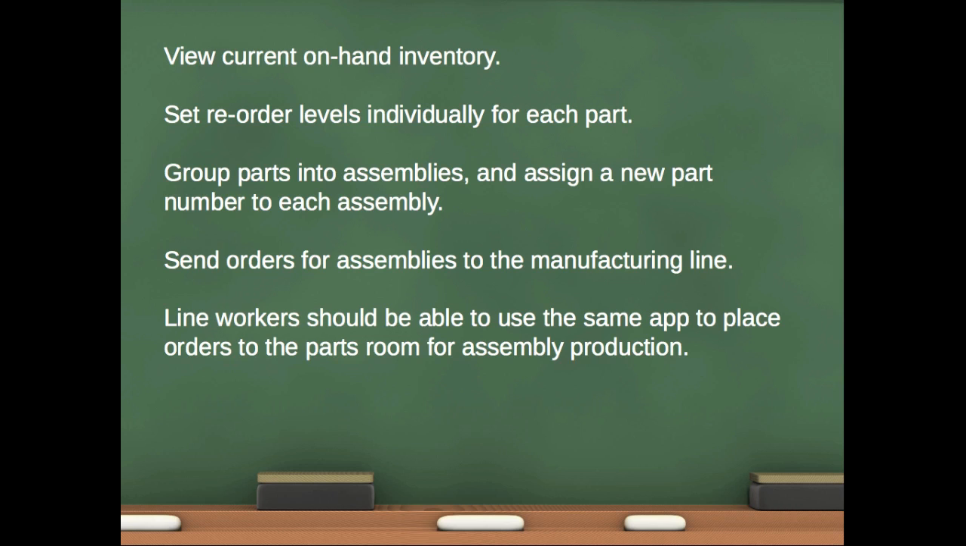We should be able to group parts into assemblies for the manufacturing line, and we should be able to assign a new part number to each assembly. So an assembly in that sense is really just another part. We should be able to send orders for assemblies to the manufacturing line. So the parts room clerk should be able to send an order to make an assembly from a group of parts to the manufacturing line. And then the manufacturing line workers should be able to use the same application to place orders to the parts room to produce the assemblies.